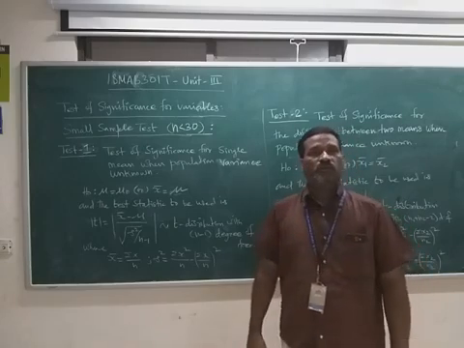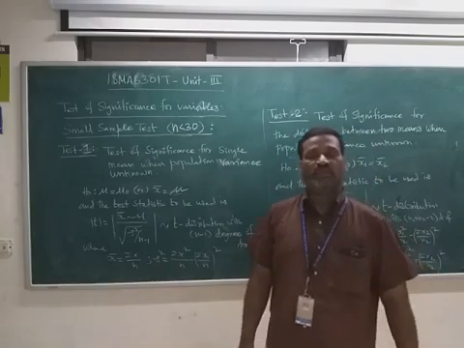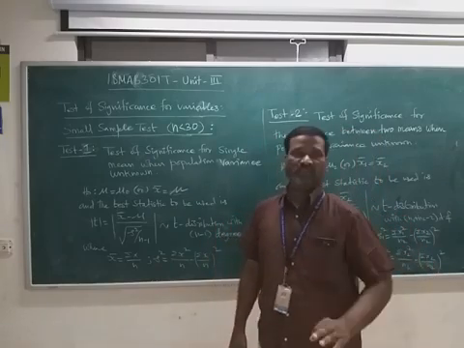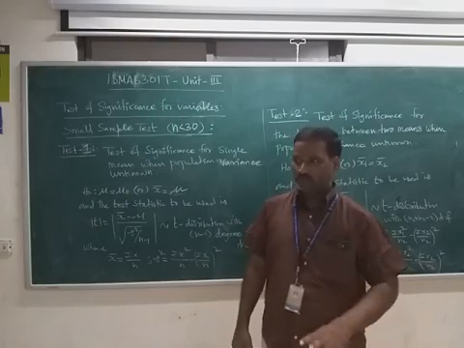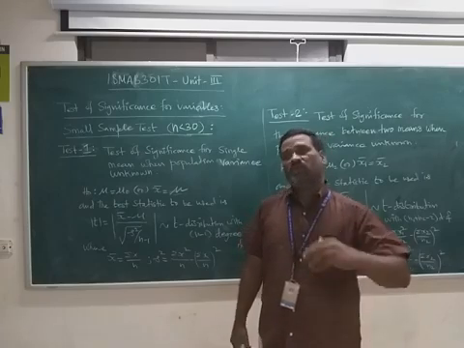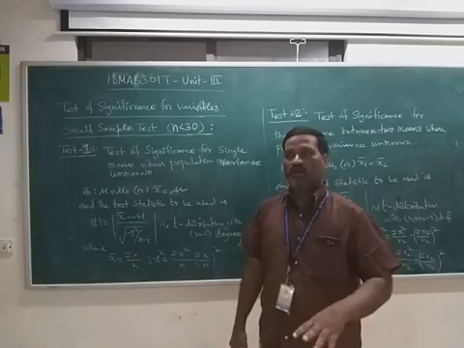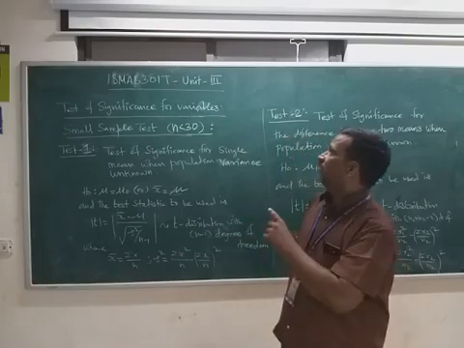So already you know there are mainly two types of test of significance. One is called test of significance for attributes, another one is called test of significance for variables. Now we are going for test of significance for variables. I already gave you the meaning of attribute and variable earlier, so now we go directly to test of significance for variables.